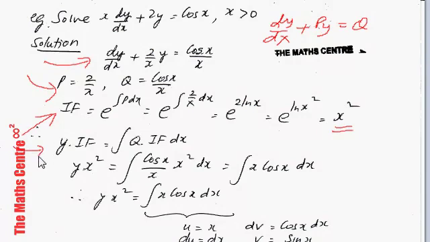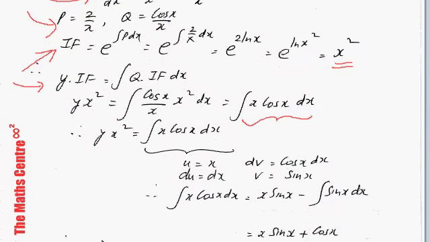We can write the famous line now, y times IF equals the integral of q times IF dx. So IF is x squared, so y times x squared equals the integral of q, cos x over x, times x squared dx. So the right hand side becomes the integral of x cos x dx. This one is a simple integral for us. We can use integration by parts, and I have done that. When you use by parts, the right hand side becomes x sin x plus cos x. I'll repeat: carry out integration by parts for this, and you will get x sin x plus cos x.